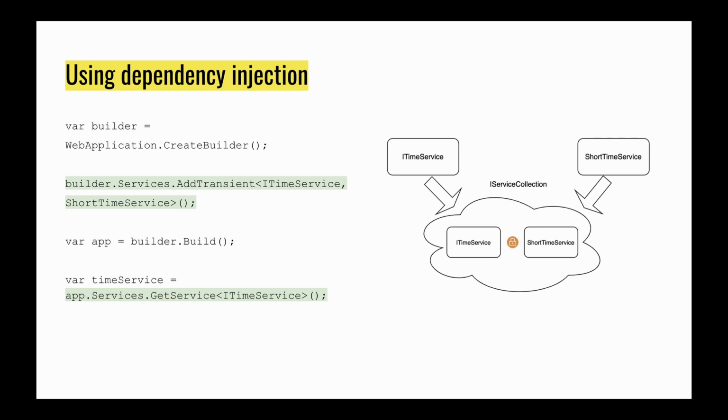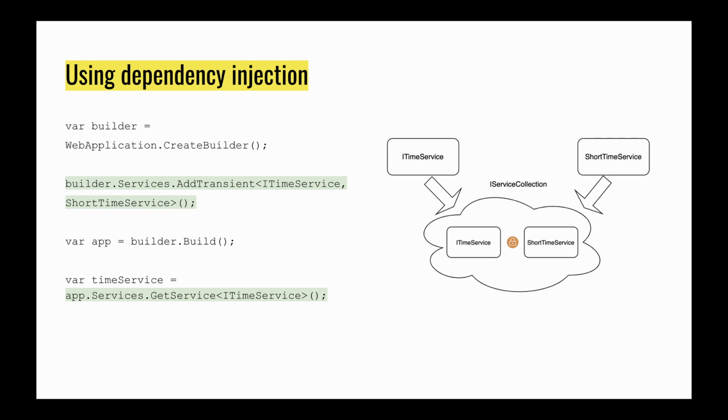Two points should be highlighted here. First, adding a service to the collection of program services. Thanks to the AddTransient statement, the system will pass instances of the ShortTimeService class instead of ITimeService interface objects. After adding a service, it can be retrieved and used in any part of the application.